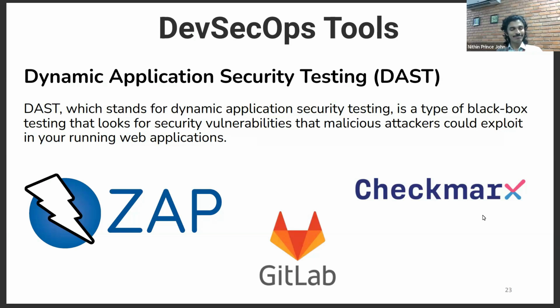Some of the tools for DAST are ZAP. GitLab is providing its own DAST tools. Checkmarx is providing DAST tools. In ZAP, we have active attacks and passive attacks. We can do all kinds of things using these tools. So this is dynamic application security testing, or in other words, DAST tools.